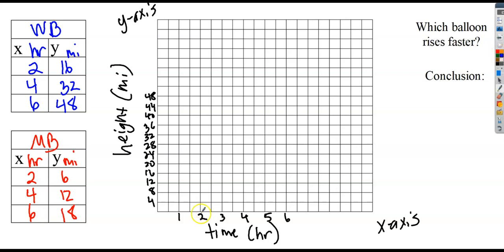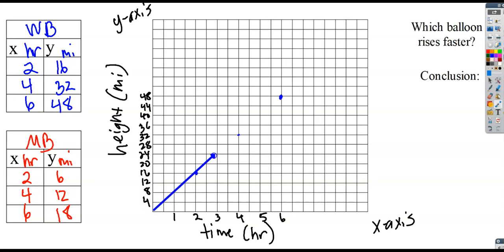So after 2 hours, it was up at 16, and then 4 hours, it had doubled up to 32, and then after 6 hours, it was up at 48. And then I go ahead and connect those points, starting at 0, 0. There's my line for my weather balloon.